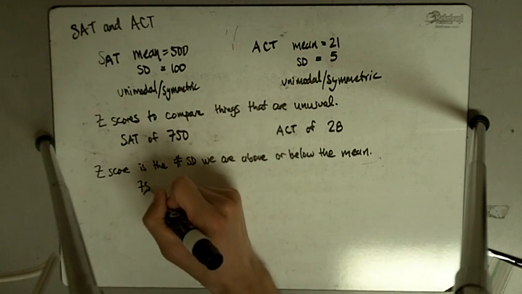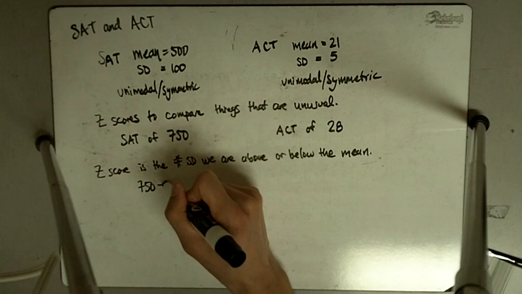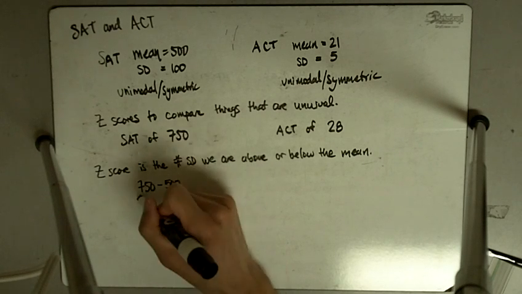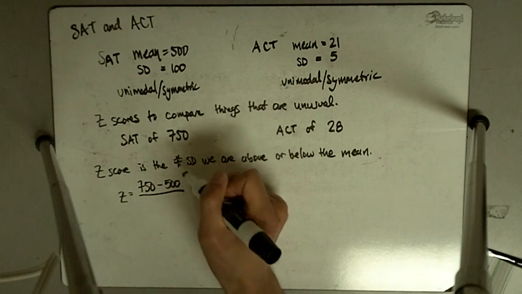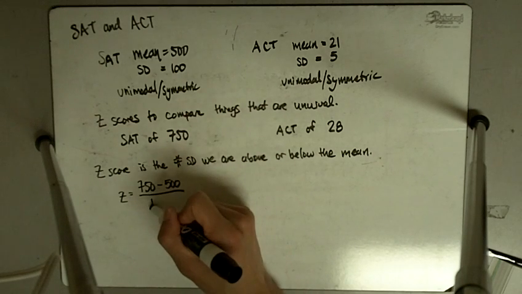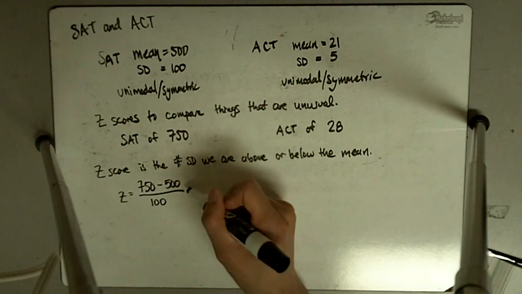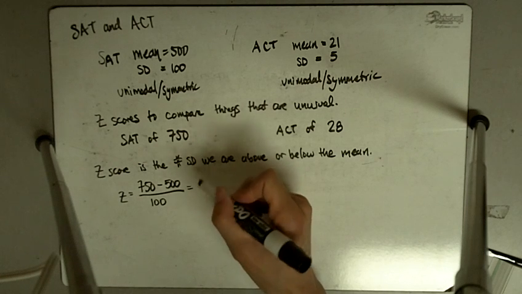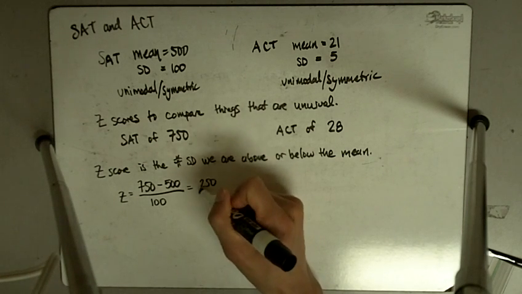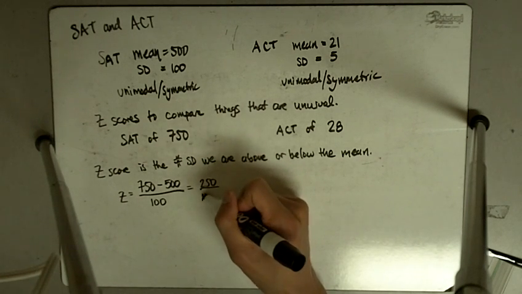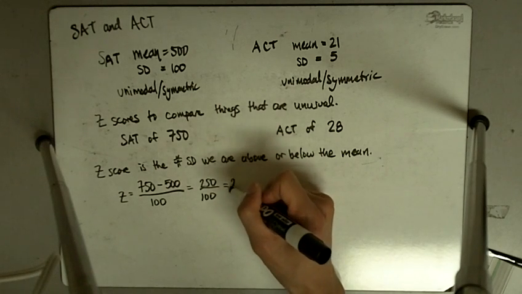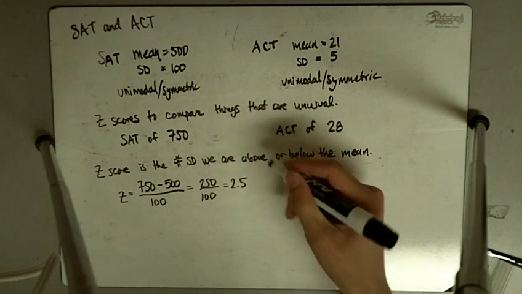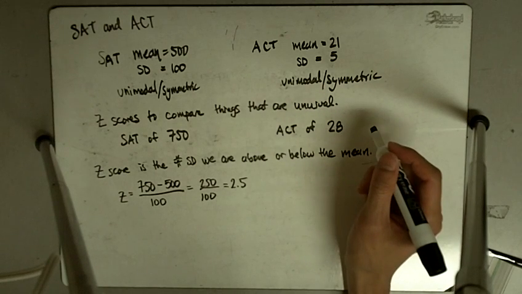So 750 is 250 points above the mean. To get my z-score, I'm going to take 750, subtract off the mean, and divide by how large each standard deviation is. So 750 is 250 points above the mean. Each standard deviation is 100 points. So a score of 750 is 2.5 standard deviations above the mean.